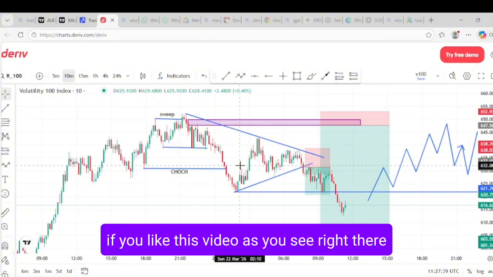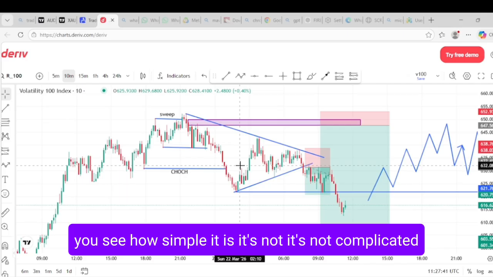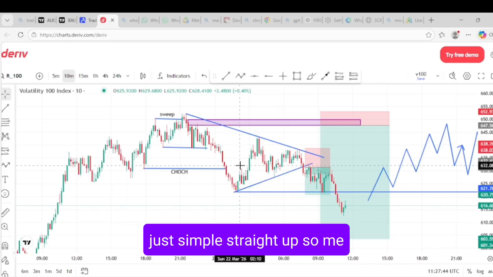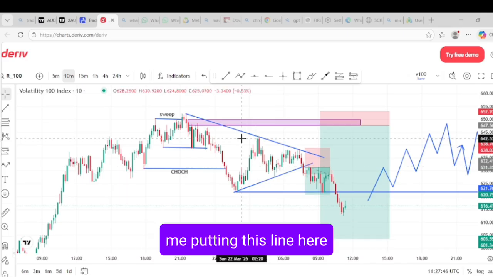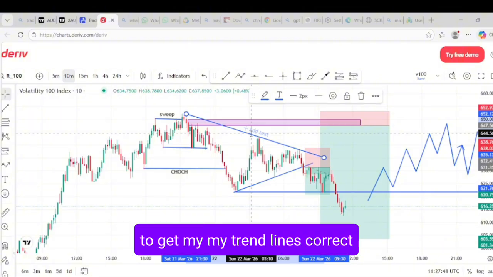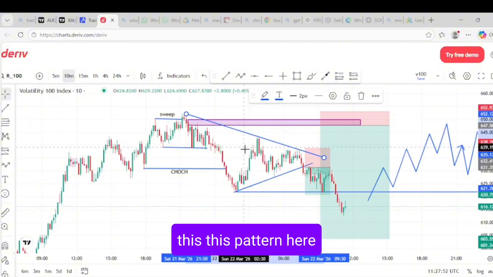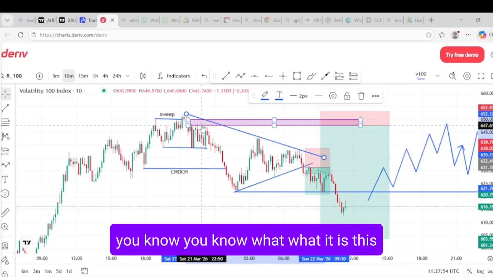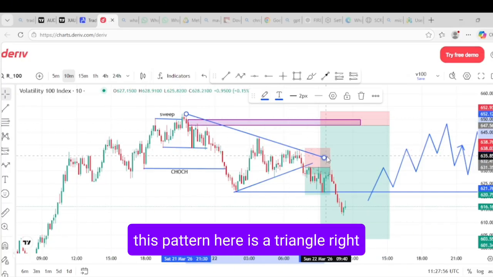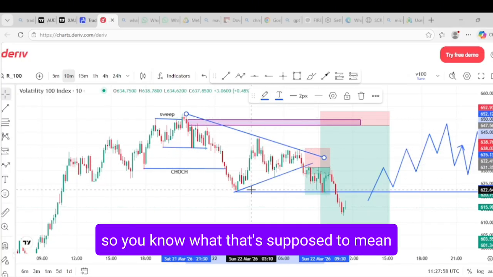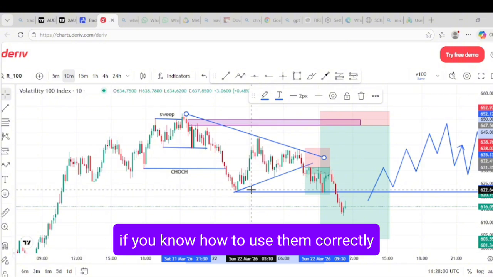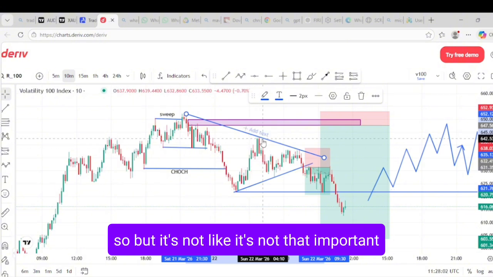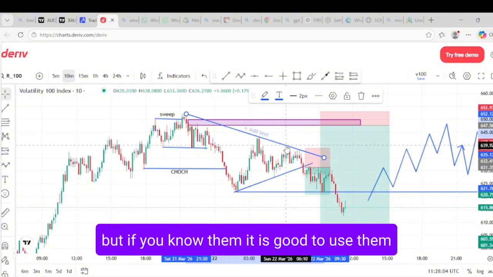So guys, as you see right there, you see how simple it is. It's not complicated, just simple, straight up. Me putting this line here is just to get my trend lines correct, my channel. This is a pattern here. You know what it is. This pattern here is a triangle, right? So you know what that's supposed to mean if you know how to use them correctly. It's not that important, but if you know them, it is good to use them.